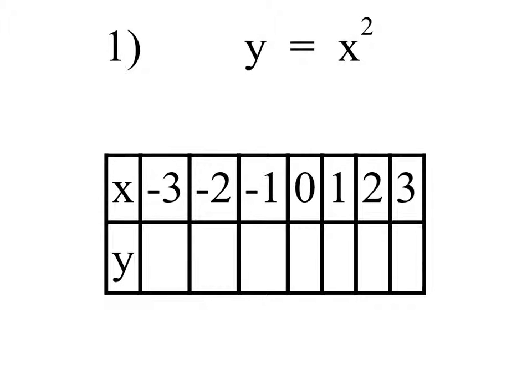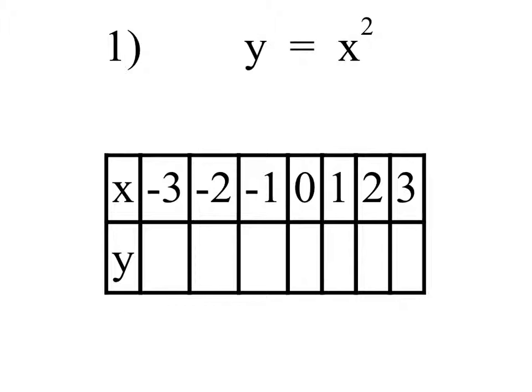Do what we did for the starter and express it in a table. So you can see on the top row you've got all the x values. So you've got -3, -2, -1, 0, 1, 2, 3. And we're told that y equals x squared. So what we do is we take the value of x and we square it. That means times it by itself.